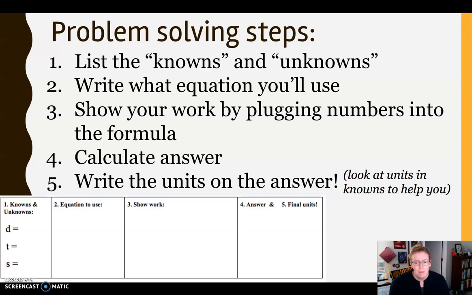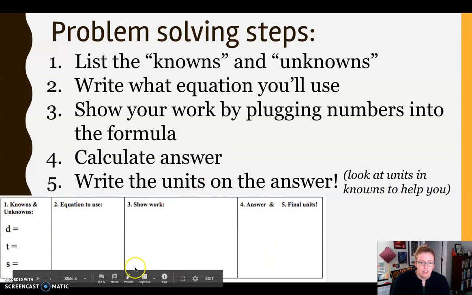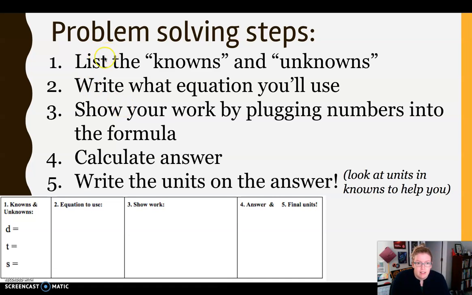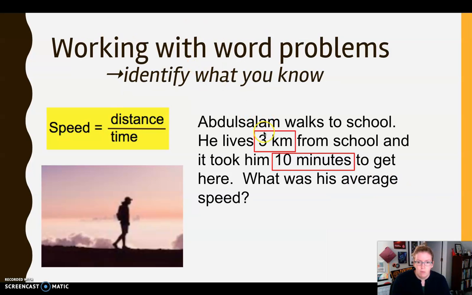Don't stress, because I have another tool for you. When we're solving problems in science, we're going to use a set of problem-solving steps, and actually a problem-solving chart, a little table that looks like this. The first step we've just been practicing, and that's listing the knowns. What do we know in the problem already? In this problem, we knew 3 kilometers and 10 minutes.